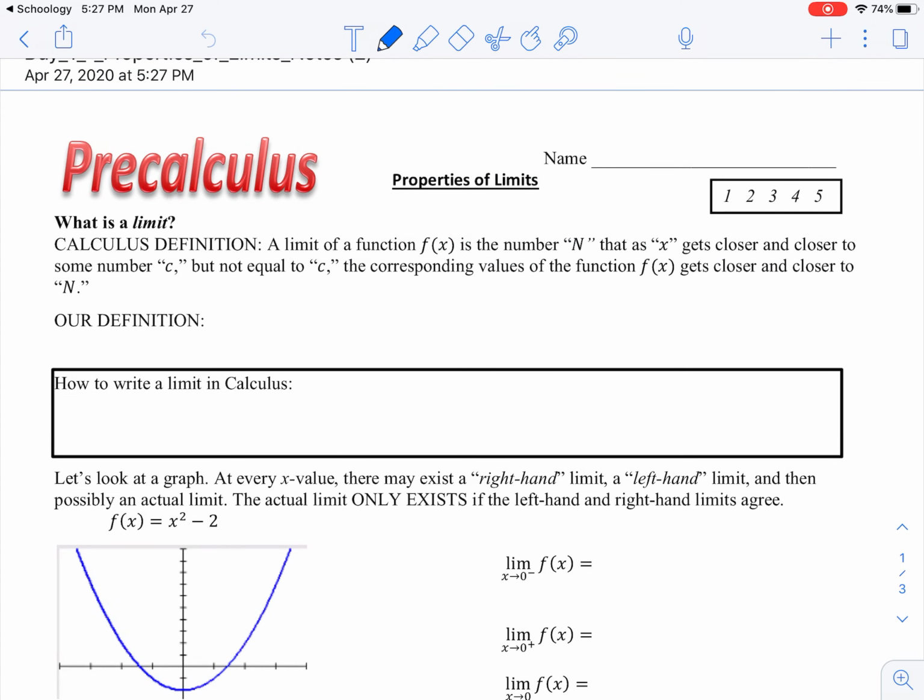Okay, so calculus definition. A limit of a function f of x is the number n that, as x gets closer and closer to some number c but not equal to c, the corresponding values of the function f of x get closer and closer to n. So we have our own definition because that's a little wordy, maybe a little confusing. The definition that we use is: a height a function intends on reaching.